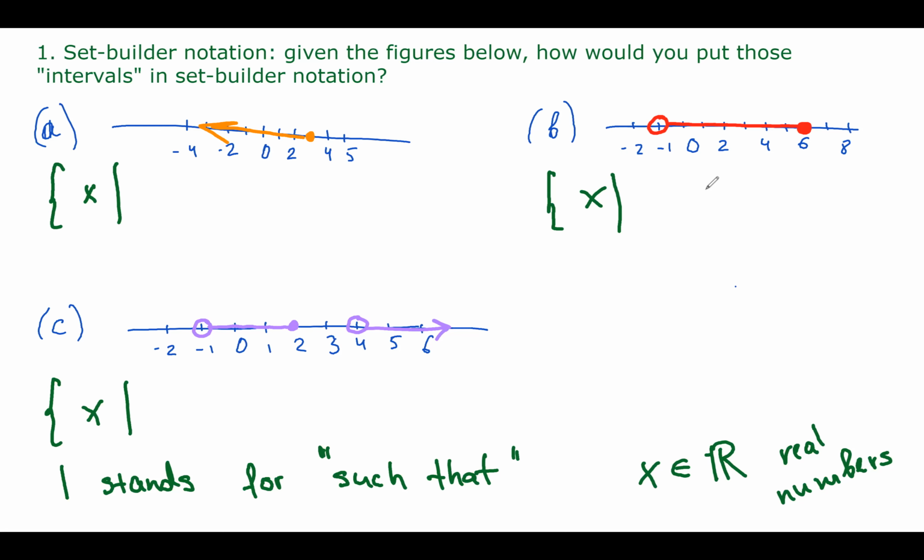So this is how it sounds so far. All those real values for X such that, and then we put the restriction. Now the restrictions are given to us by the graphs. So, for example, how would you read this restriction over here? Think about it. How would you read it?